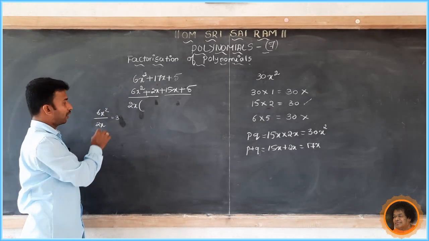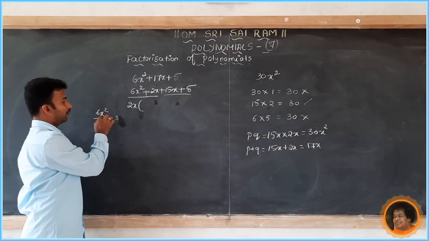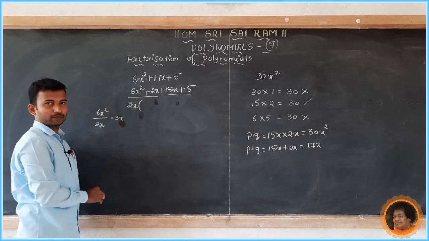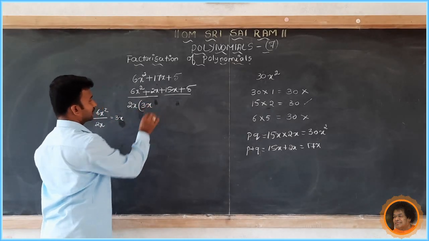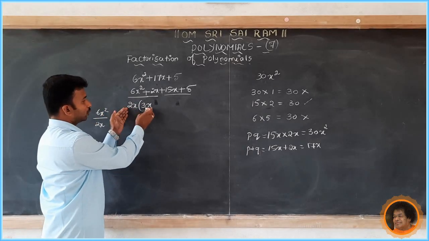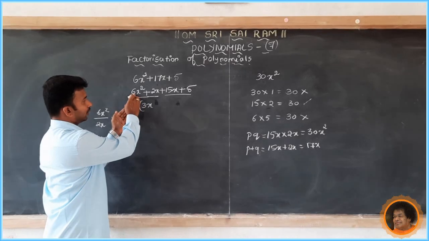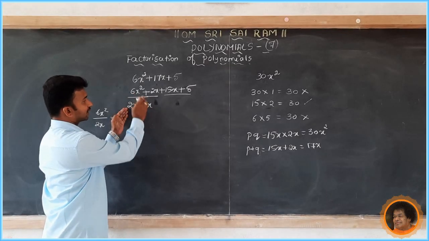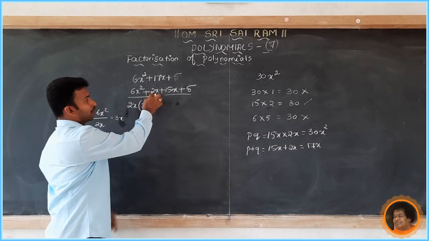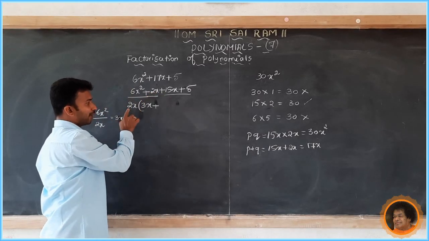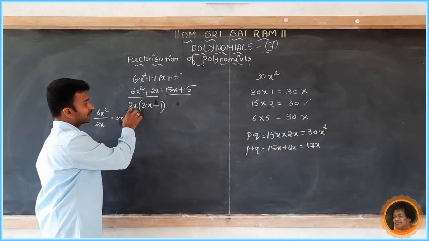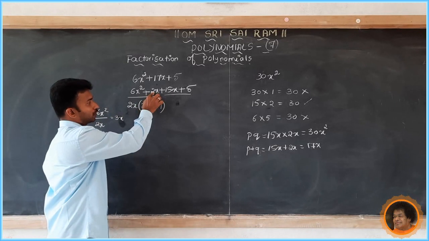Apply the second law of exponents. x square by x is equal to x. 3x is the answer. Check it. 2x into 3x, 2 into 3 is equal to 6. x into x is equal to x square. So the answer is correct. Plus 2x divided by 2x, that is 1, or 2x into plus 1 is equal to plus 2x.